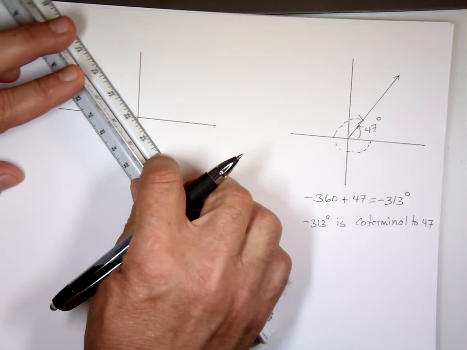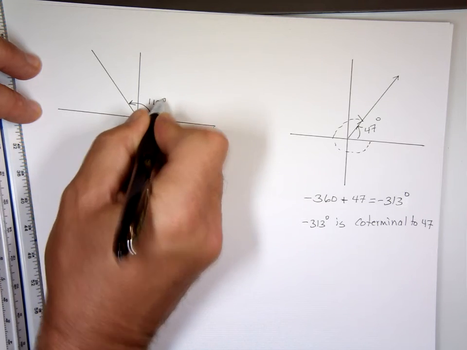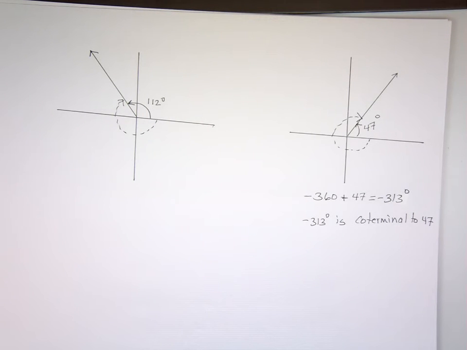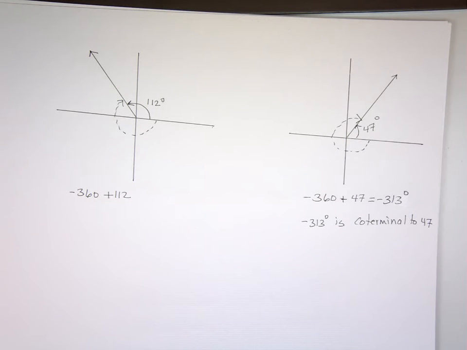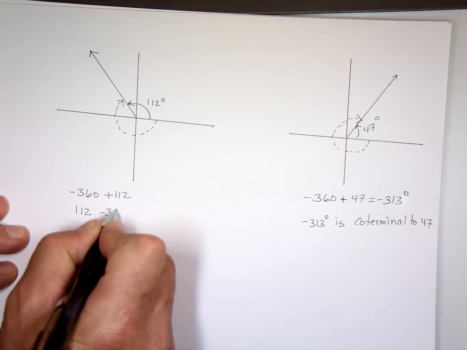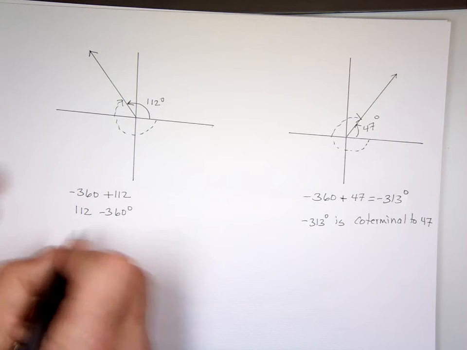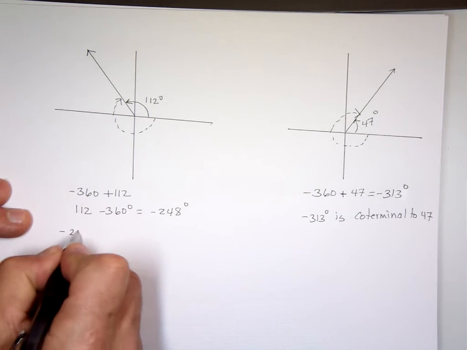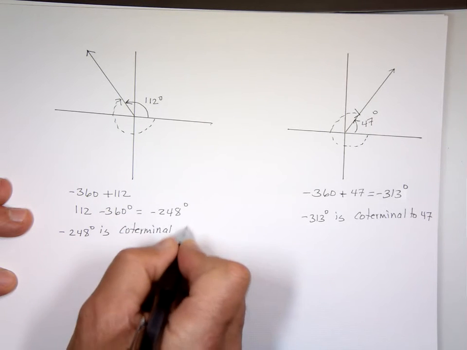112. I'm guessing 112 is here, more than 90 degrees. This is 112. What is the coterminal of 112? That's if you go this way. So negative 360 plus 112, or just 112 minus 360, any way you want to write it, it's the same thing. And it's negative what? 248 degrees. So negative 248 degrees is coterminal to 112 degrees.